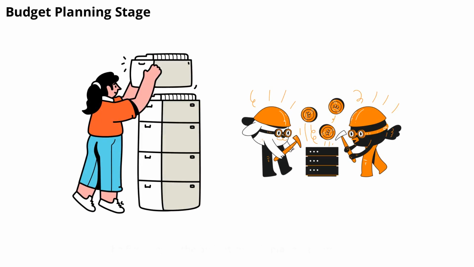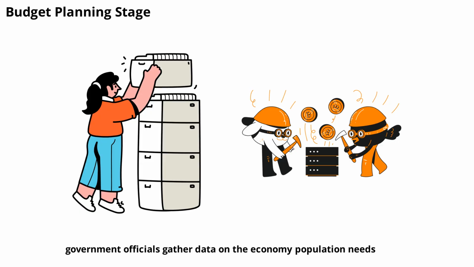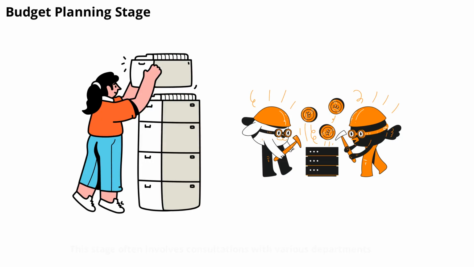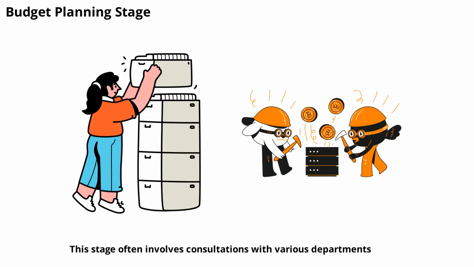The first step in the budget cycle is planning. Here, government officials gather data on the economy, population needs, and previous spending. They forecast how much money will come in and what the most urgent spending priorities are. This stage often involves consultations with various departments and experts to ensure the budget reflects real needs. Good planning helps prevent overspending and ensures that resources are allocated where they're needed most.